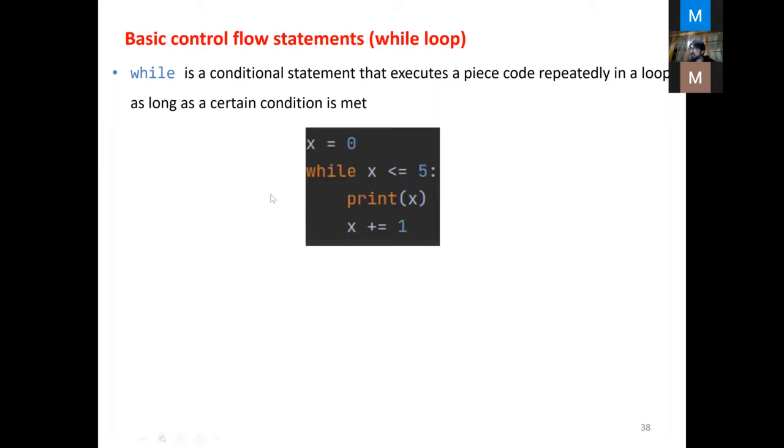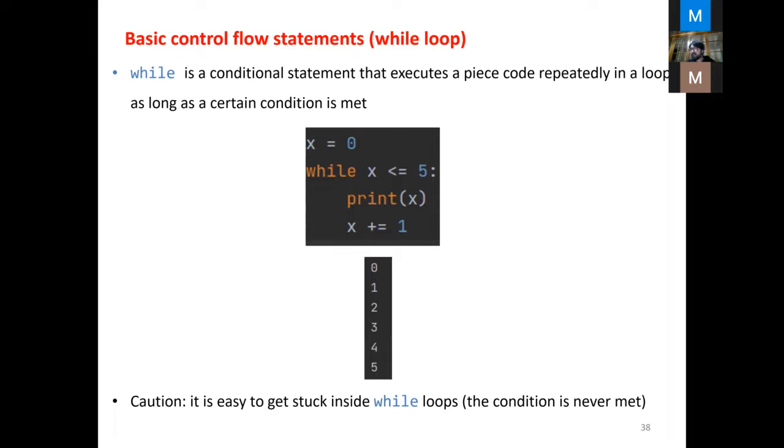This is a special way to add 1, which is just putting plus equal 1. Instead of doing x equal x plus 1, you just do plus equal. And what this will print is basically 0, 1, 2, 3, 4, 5. Then at 5, it doesn't fulfill the condition anymore, so it comes out of the while loop. And we need to be careful because usually you can get stuck inside while loops if the condition that you set is never met.